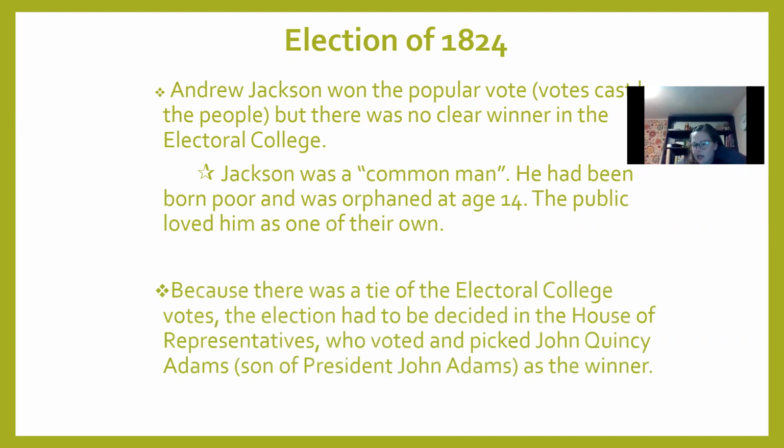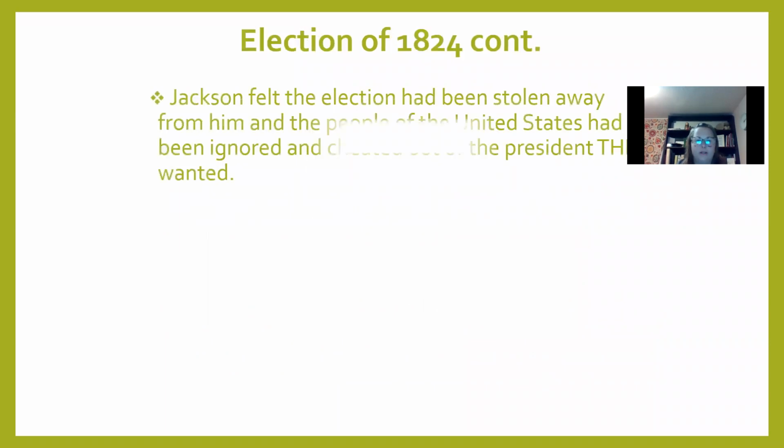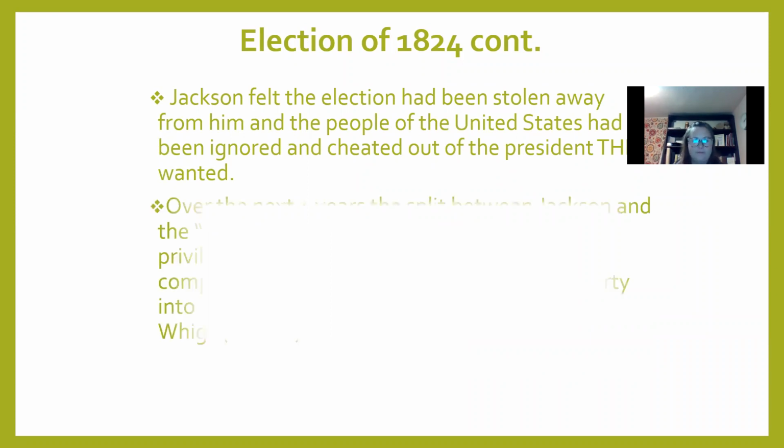Okay, so because there was a tie in the Electoral College votes, the election had to be decided in the House of Representatives, who voted and picked John Quincy Adams, the son of President John Adams, as the winner. So Jackson felt that the election had been stolen from him, and the people of the United States had been ignored and cheated out of the president they wanted. Sound familiar? Can you connect this to something that's happening today in our politics or very recently?